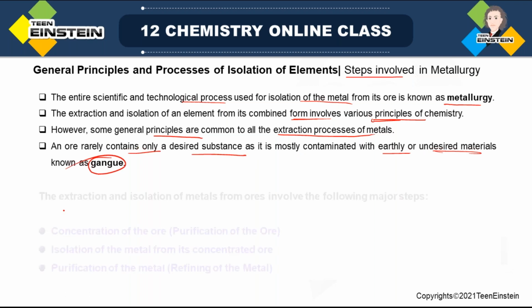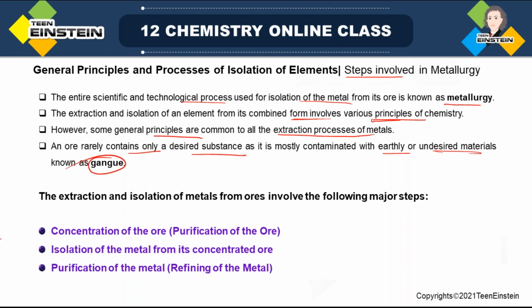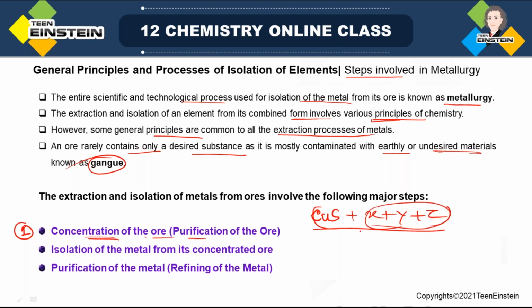Now the three main steps that are involved in metallurgy. Number one is concentration of the ore. Concentration of the ore is nothing but purification of the ore. Suppose you have a copper ore. In that copper ore there is the presence of sulfide, but there is also the presence of some undesired material, suppose XYZ. So in the first step, we try to concentrate the mixture. That means we will do processes by which we minimize the amount of XYZ and maximize the amount of desired material. So this is one kind of purification of the ore.